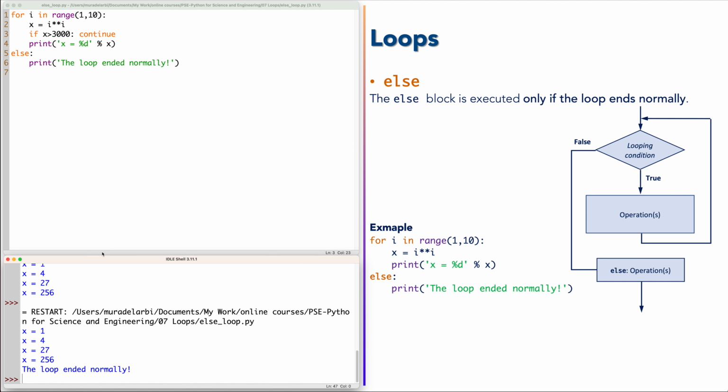Practically speaking, unlike conditions, else is not used frequently with loops. It could be useful when one or more operations should be connected to the end of the loop when it ends without any interruptions.